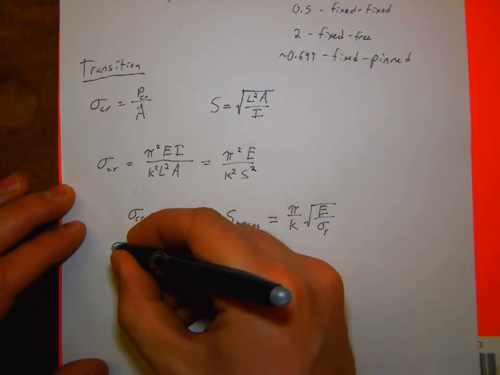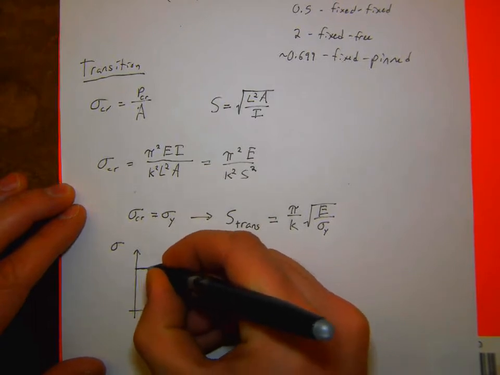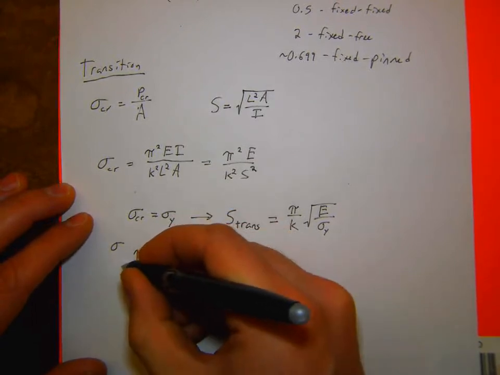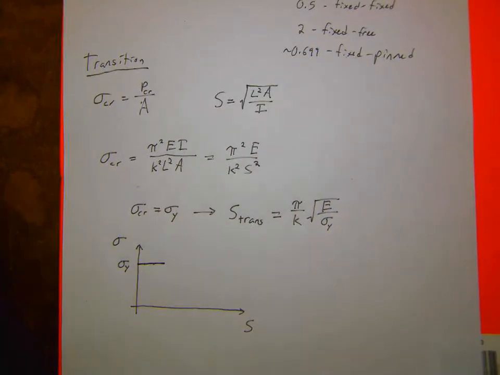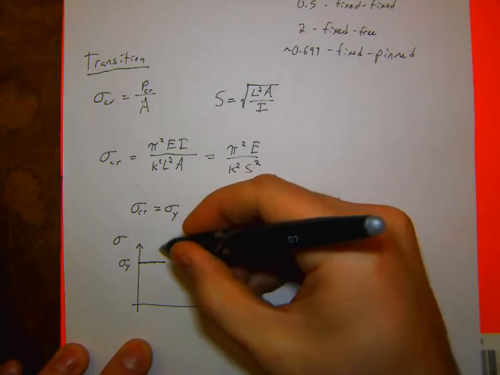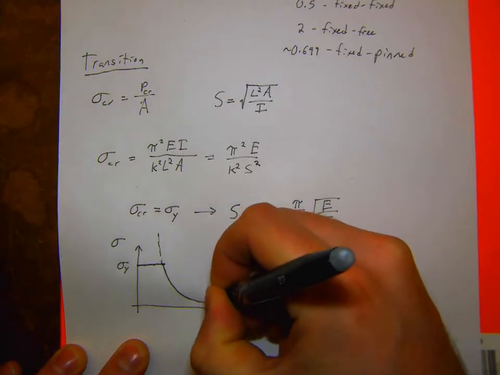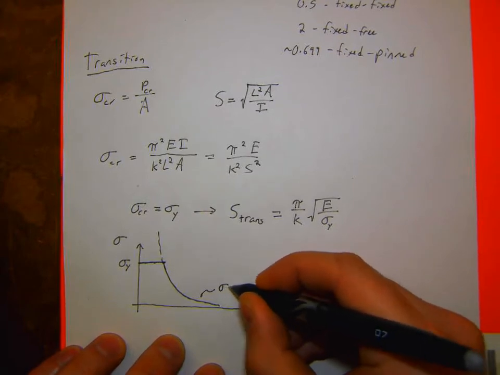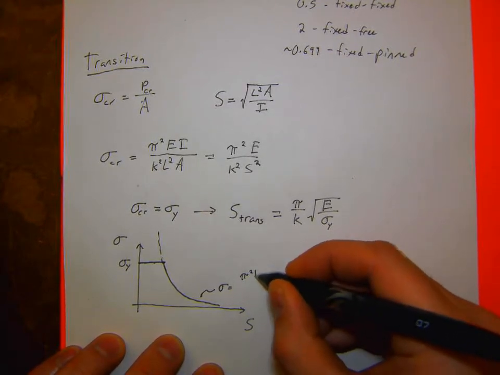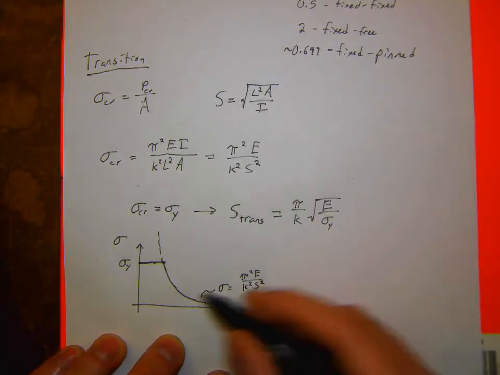Stress for failure for different slenderness values: I said that for low slenderness, we were just going to follow the yield strength of the material. So when it's a column, basically, you're just going to yield as a normal column would. And then at some point, you have this Euler buckling limit come in, where sigma is equal to pi squared E over K squared S squared. So this is a 1 over S squared dependence.